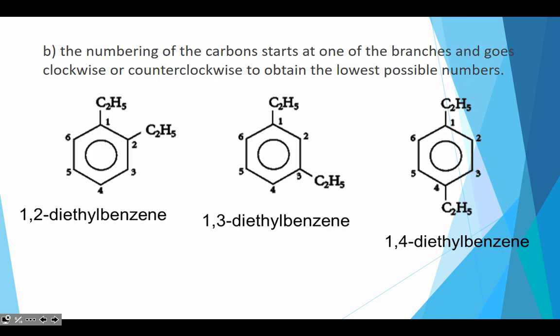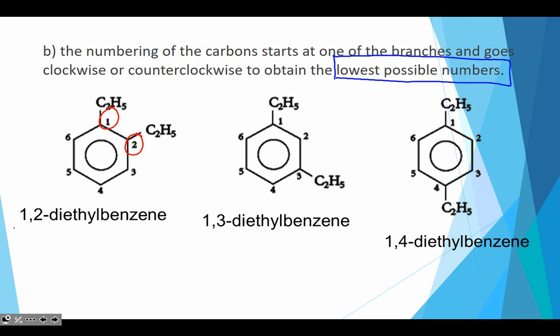So the numbering of the carbon starts at one of the branches and goes clockwise or counterclockwise to obtain the lowest possible numbers. This is muy importante. Please highlight or put it in the vault. That means in your brain. Okay, depending on where it is, you're going to use those locant numbers, right? 1, 2. And you want the lowest possible numbers. It means like when you add them up.